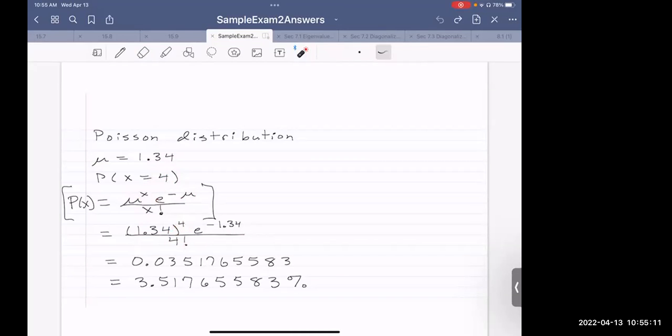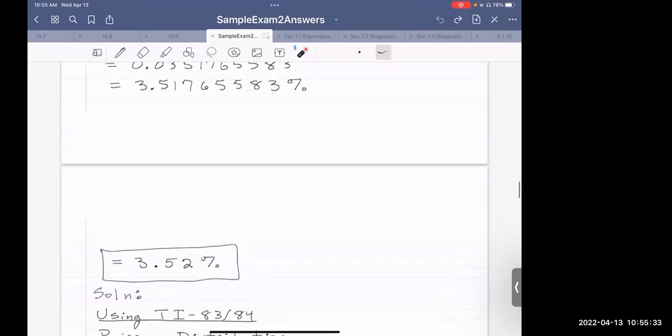And so I get 0.0351765583. Let's move my decimal 2 places to the right. So 3.51765583%. Round this to the nearest hundredth of a percent. So 3.52%.